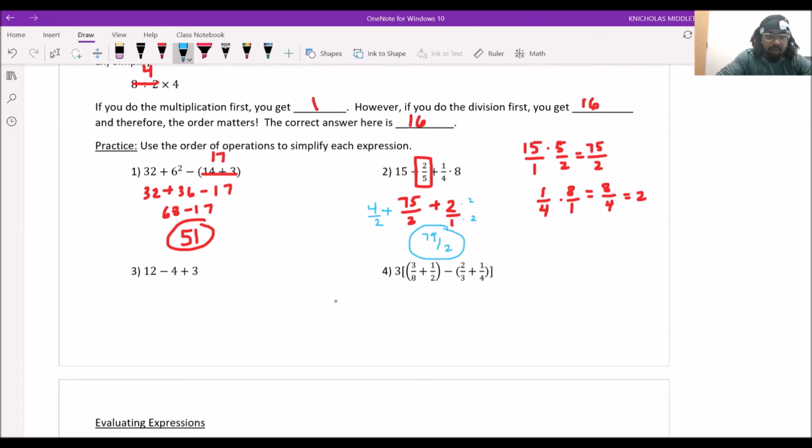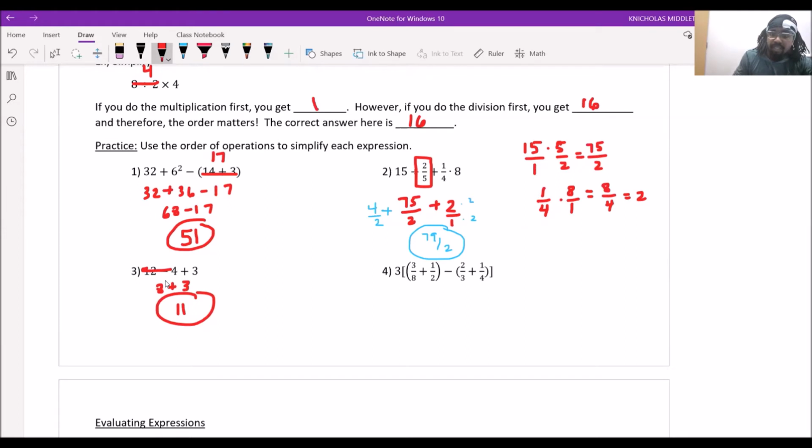Number 3, as we go through that, should be pretty straightforward from left to right. 12 minus 4 is 8. Should do that. 12 minus 4 is 8, plus 3 is 11. What a doozy. Let's try number 3.